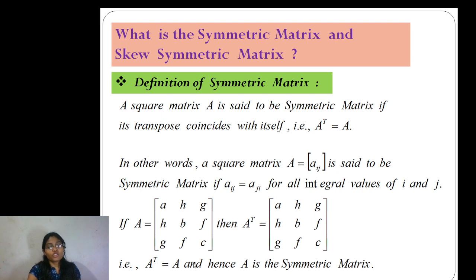Okay, A transpose equals A. In the transpose, we changed the rows into columns: first row first column, second row second column, third row third column. This is the A transpose. A transpose equals capital A, hence A is a symmetric matrix. Okay, a symmetric matrix is a square matrix, where the number of rows equals the number of columns. A square matrix capital A is said to be symmetric if its transpose coincides with itself, that is, A transpose equals capital A.